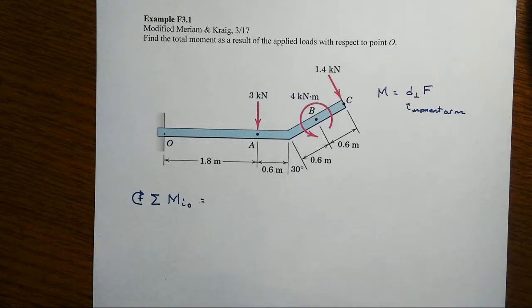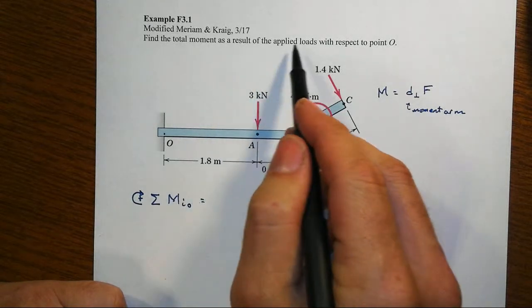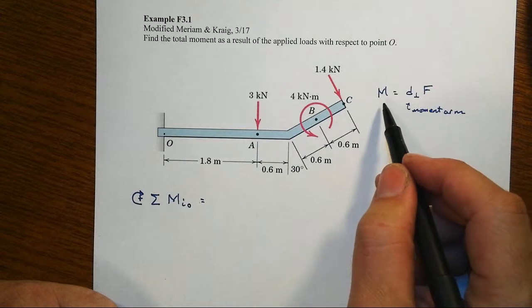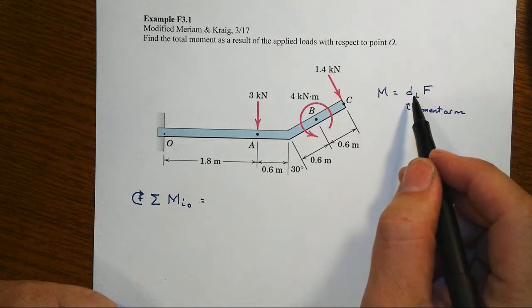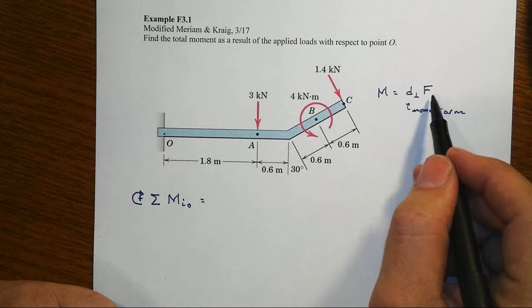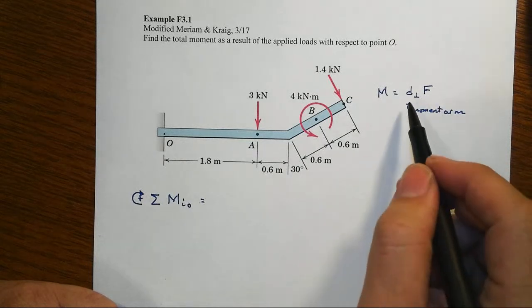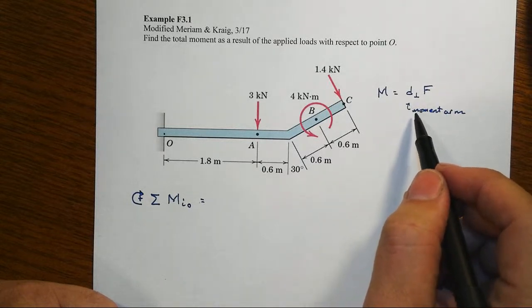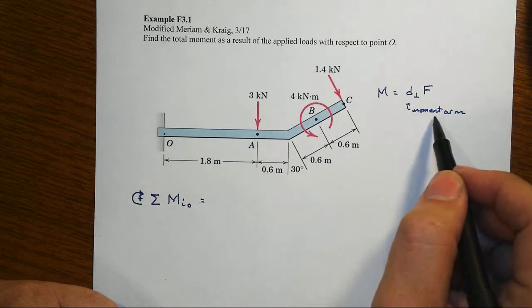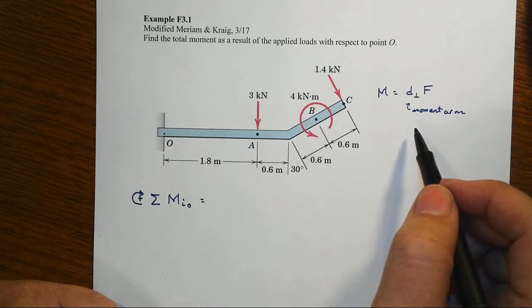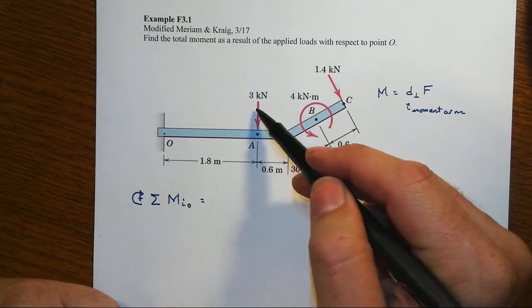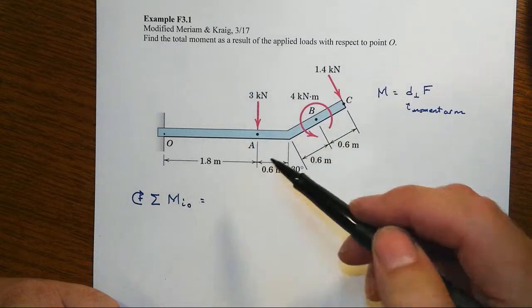So that's the context. Right now they just say find the total moment as a result of the applied loads with respect to point O. That's the natural thing that we're going to do. Note again the definition of the moment of a force: M equals the perpendicular distance to the line of action of the force times the magnitude of the force. That perpendicular distance is hard to say, so we just call it a moment arm. Some of you might call it a lever arm, which is more of a physical specific situation. We more generally would call it a moment arm, and that's the distance from the point of interest to the line of action of the force. This first one at A would be a vertical line of action.